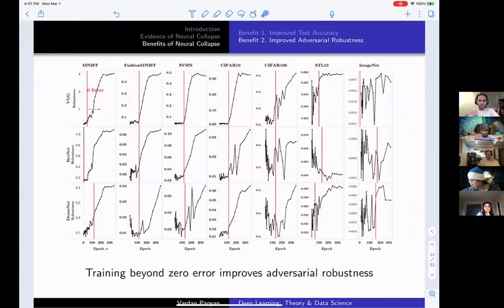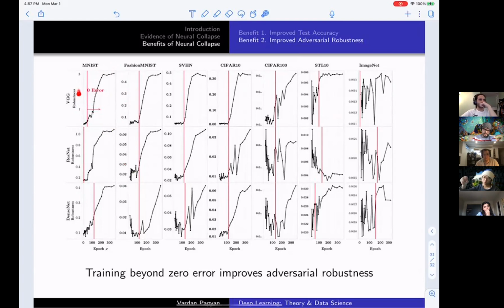Now, in this experiment, what we did was measure how robust a network is to adversarial examples as you train the network past zero training error towards zero loss. At this point, hopefully I've convinced you that during this time, neural collapse happens, right? You converge to this optimal configuration. And what you can see is that as you converge to neural collapse, in most cases, there is a quite significant improvement to the adversarial robustness.